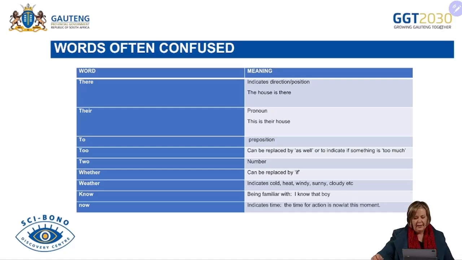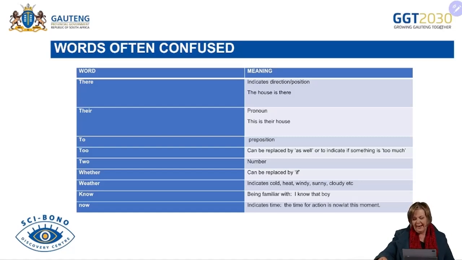W-E-A-T-H-E-R. Then no and now, and I included this one specifically because technically it's not a homonym or a homophone. It is pronounced differently, but sometimes they do get confused. Now, the one with a silent K, no, right, refers to being familiar with something or someone. I know that answer, or I know that boy. Right, K-N-O-W. And remember, we never pronounce the K, so it's no.